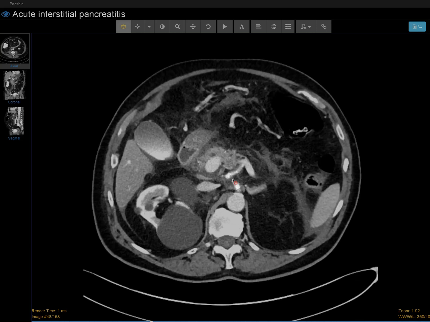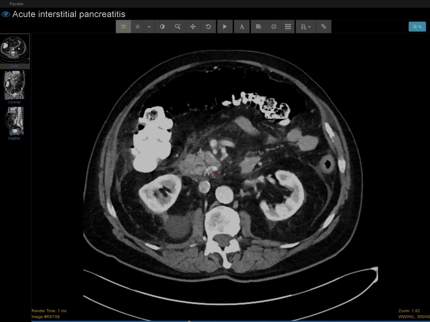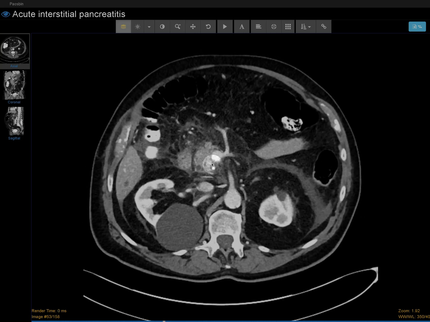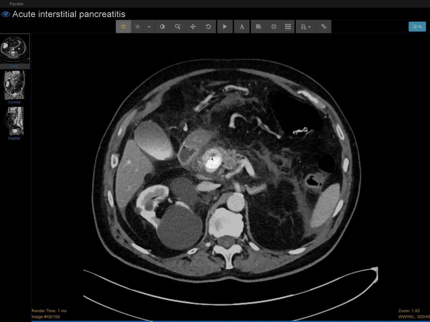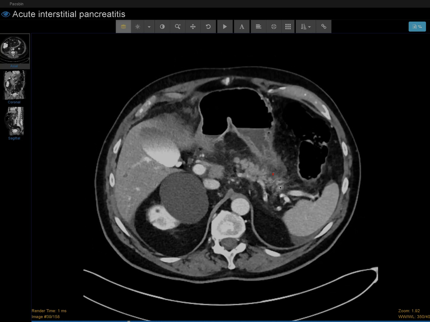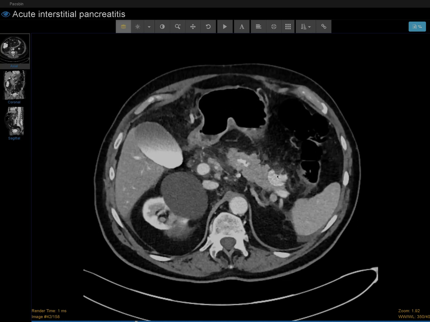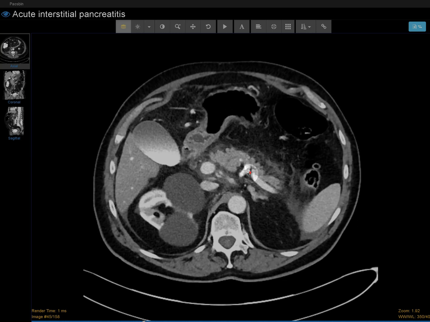So that's that. Right away, the abnormality that catches my eye is the fat stranding around the pancreas. So I'll call this acute pancreatitis. The next step is to see if there are any areas in the pancreas that are not enhancing, because if there are non-enhancing areas in the pancreas, then it would be necrotizing pancreatitis. So let's follow from the tail.